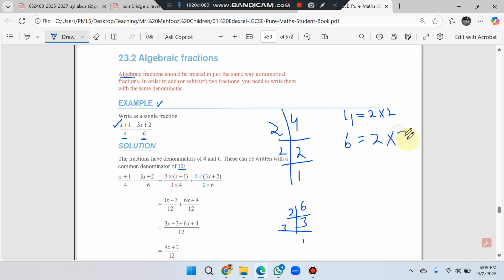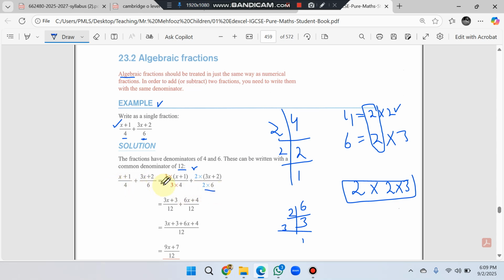Any problem? No. Okay, so you can see that the common term can be written as it is, and what are not common? Those are 2 and 3. When we multiply them, this is your LCM. Now the LCM is 12, which means the common denominator is also 12. So we have to make the denominator of the first fraction 12, as well as the second fraction 12.